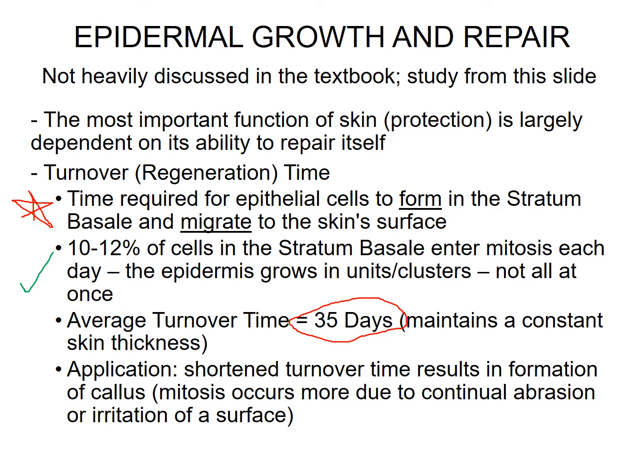And take a look at the last bullet point. If we have a shortened turnover time, we have a callus. If we're not allowing our skin enough time to regenerate, basically we're putting too much strain, abrasion, or pressure on the skin, and we'll irritate it and get this callus formation, or in bad cases we can actually break through the skin and get a blister.